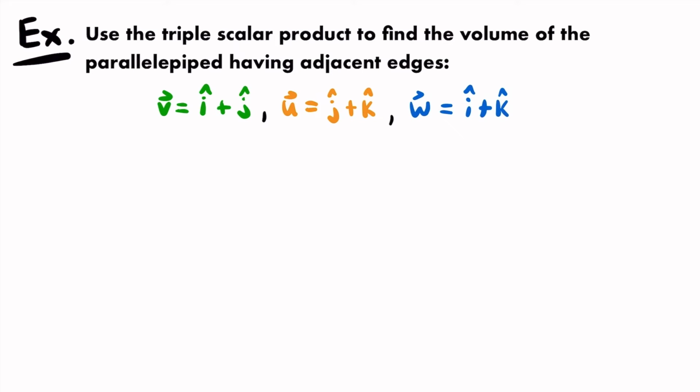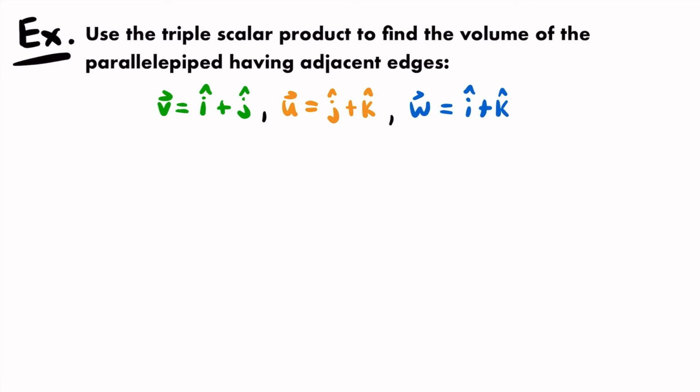Okay, so this example is a little bit different than our previous two examples, but we're still calculating a triple scalar product of three vectors. It's just that we're looking a little bit more into what that triple scalar product actually represents.